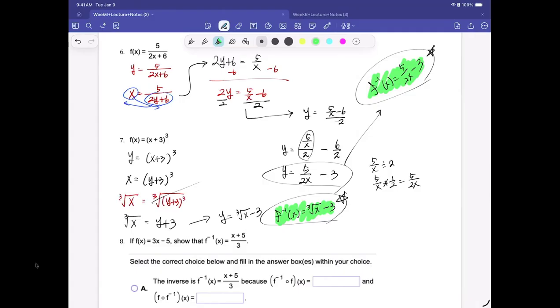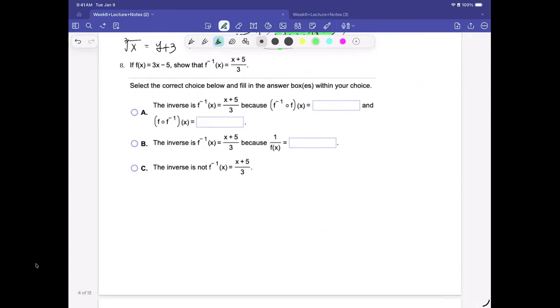Okay, I think number 6 and 7 are tricky, right? Okay. No question? Okay. Number 8. So how do we know f of x is equal to 3x minus 5 and f inverse of x is x plus 5 over 3? How do we know these two functions are inverses of each other? So you have to prove these two.